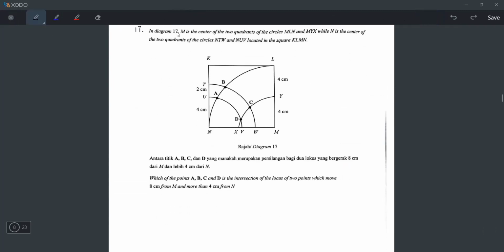Number 17. In diagram 17, M is the center. I think this one I have to highlight because there are too many lines in the diagram. So M is the center of 2 quadrants, MLN. Okay, quadrant means what? 90 degrees. A quadrant is one quarter of the circle, which means 90 degrees. Of 2 quadrants, which are MLN. Where is MLN? Let's find it. Oh, this one. MLN and MYX. Okay, like this.